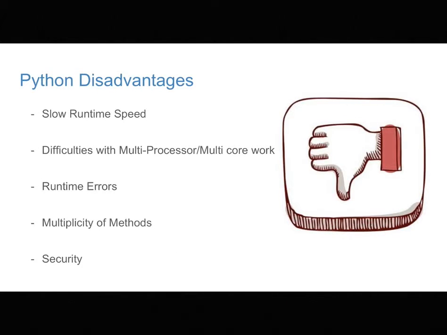However, there are also several disadvantages to using Python for Passmores University. As it is not a compiled language, its runtime speed is slower. Also, it has difficulties with multi-processor and multi-core work as a language. Similarly, as errors are only flagged in runtime, there are more runtime errors than if it was a compiled language where these errors are flagged earlier.